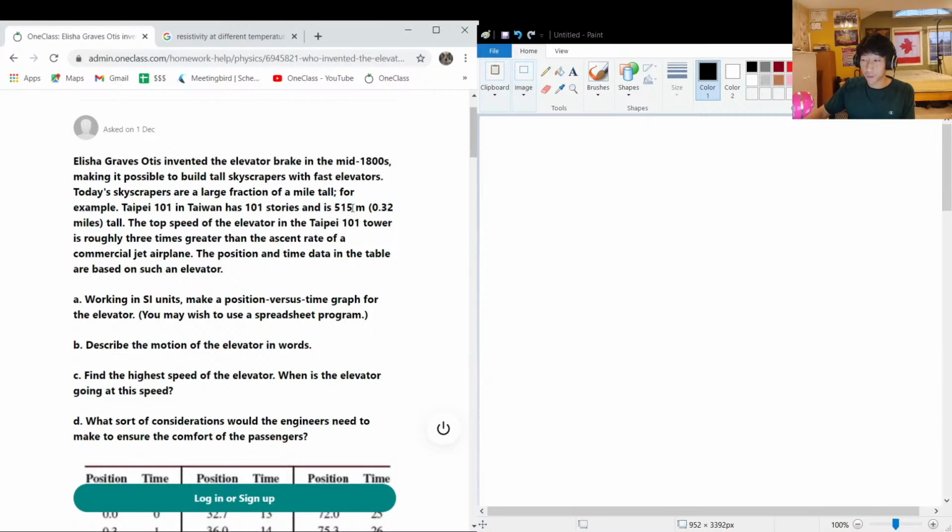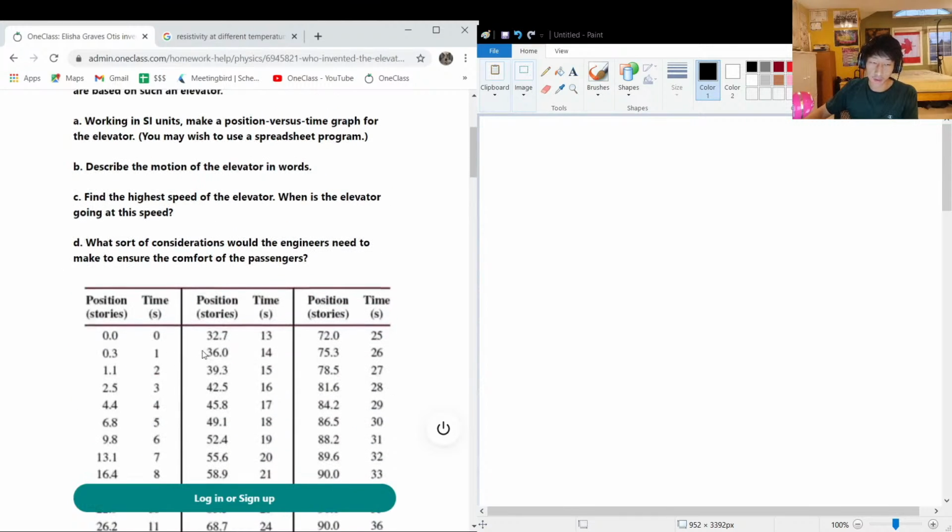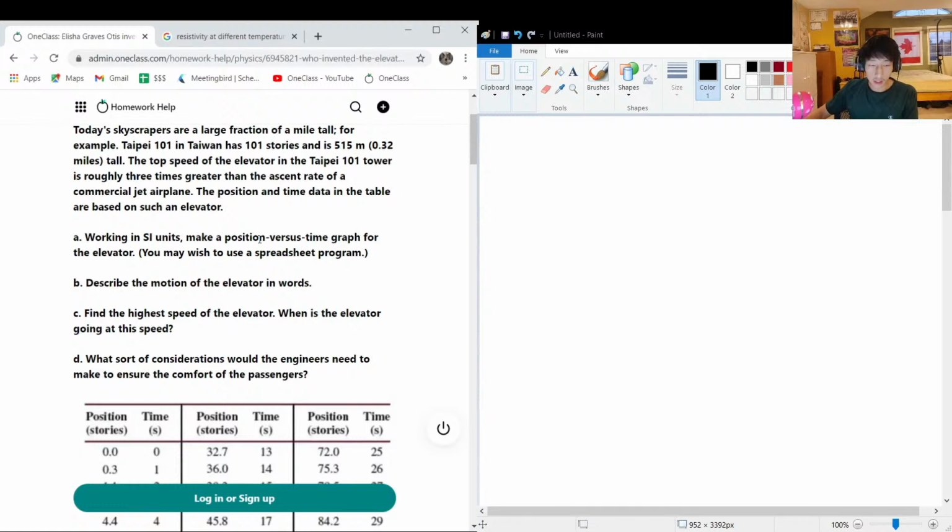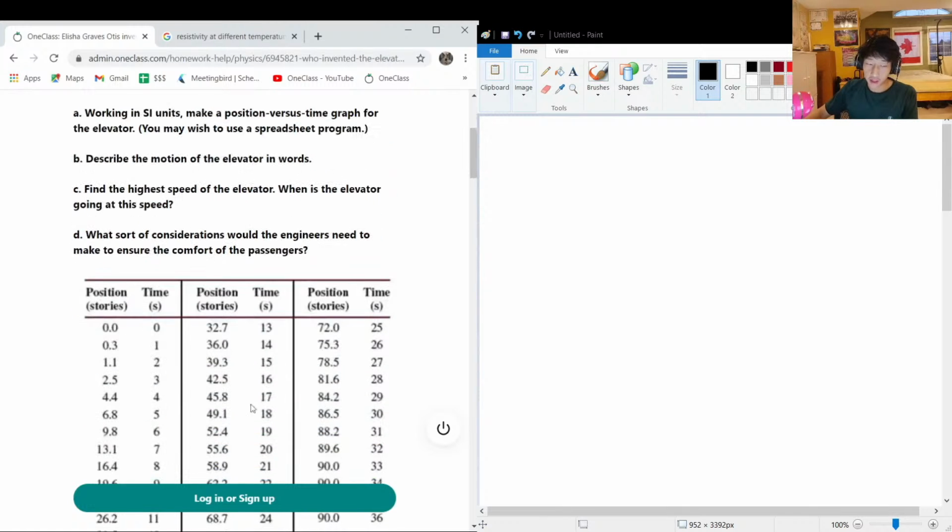It would take me maybe 1 or 2 minutes to run. Like if that height was a horizontal width, it would take me 1 or 2 minutes to run that. So it's quite tall. Top speed is 3 times greater than the ascent rate of a commercial jet plane. So that's quite fast in terms of maximum speed that you can rise. That's interesting. And the position and time data is here in this table for the elevator. Okay, so it's asking us to make a position versus time graph for the elevator given all of this data.